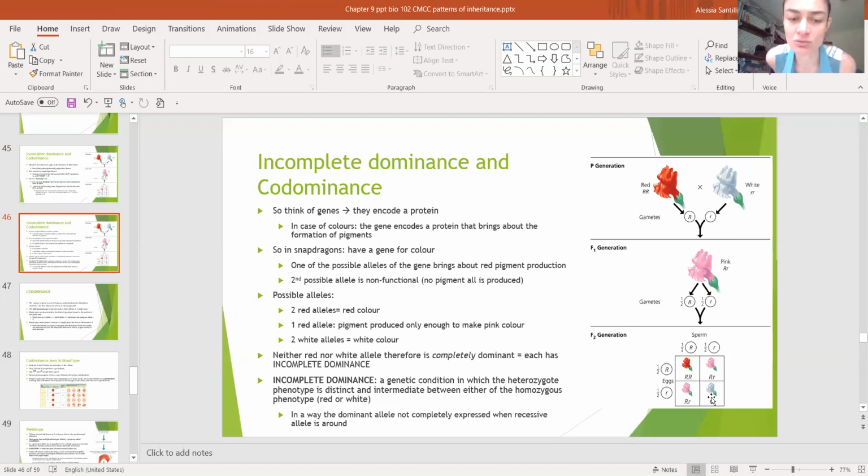So neither the red nor the white allele is completely dominant. Each has incomplete dominance. Incomplete dominance is a genetic condition in which the heterozygous phenotype is distinct and intermediate between either of the homozygous phenotypes. Homozygous dominant in this case is red, homozygous recessive in this case is white, and the heterozygous between the two is going to be pink.